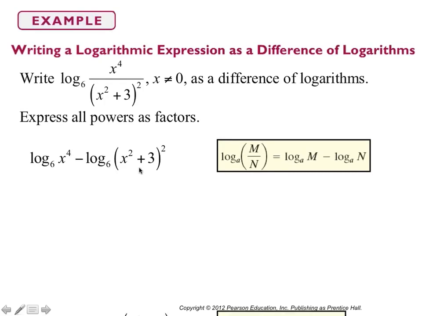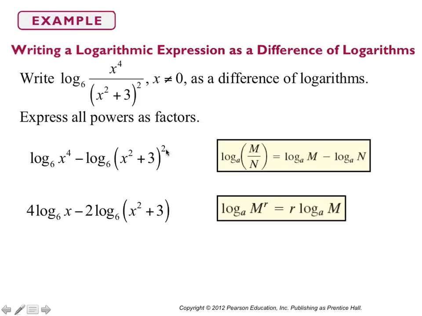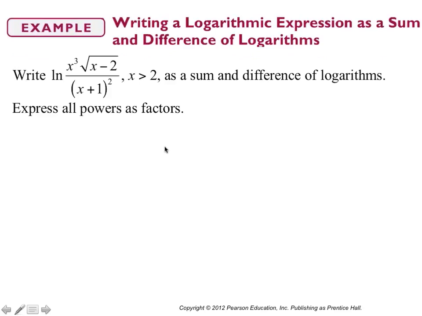And then what I want to do is take my powers, my exponents, and change them into factors. So I take my 4 and I stick it out front here. So I'm left with 4 times log base 6 of x. And then I take my 2 that I had as a power and I write it as a factor as well. So I have minus 2 times log base 6 of x squared plus 3. And again, I don't have any multiplication or division left, so I'm done.